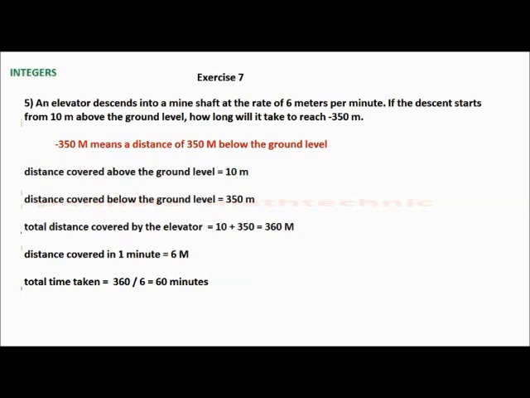So the distance covered in 1 minute is 6 meters. So the time taken for 360 meters becomes 360 divided by 6, which gives 60 minutes. So it has taken 1 hour to reach that level.